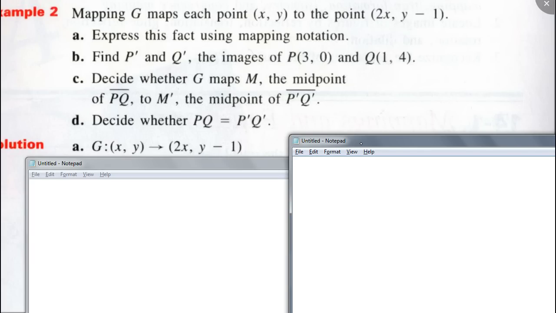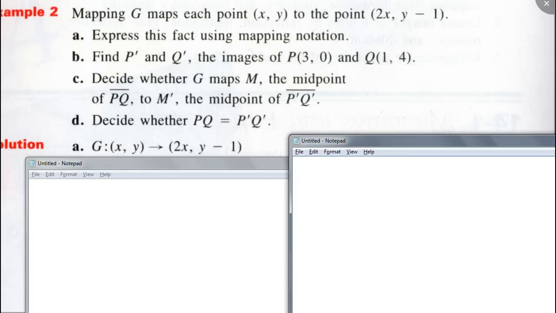So take a look at part B. Find P prime and Q prime, the images of P, which is 3, 0, and Q, which is 1, 4. What are they asking you to do? Josh? When they say P prime, Q prime, is that your input or the output? Output. Is P prime the pre-image or the image? Image. They want you to find the image, right? That's what it says right here, images of P and Q.